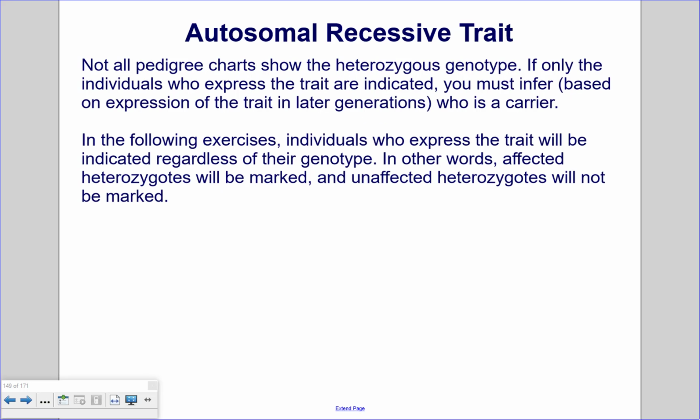Autosomal recessive trait. Not all pedigree charts show the heterozygous genotype. If only the individuals who express the trait are indicated, you must infer, based on expression of the trait in later generations, who is a carrier. In the following exercises, individuals who express the trait will be indicated regardless of their genotype. In other words, affected heterozygotes will be marked and unaffected heterozygotes will not be marked, so they will not be half-shaded.